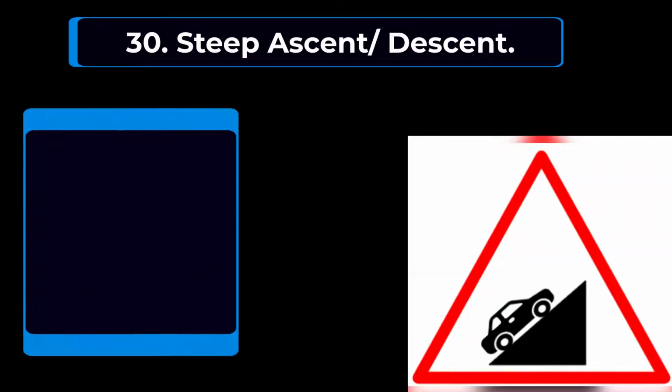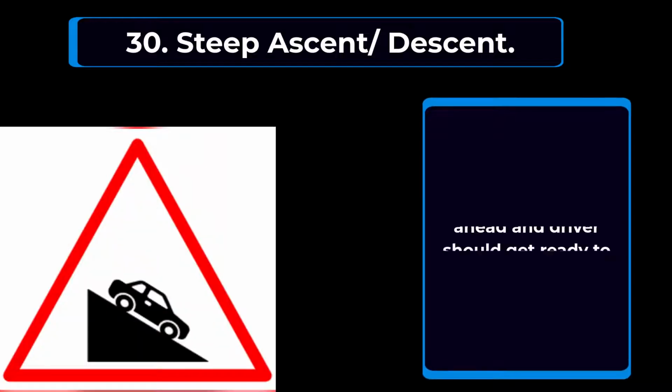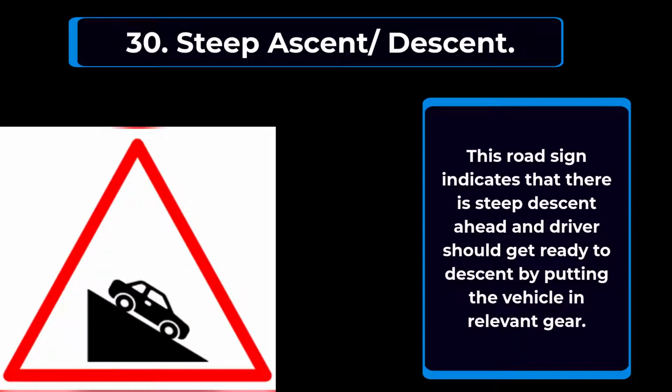30. Steep ascent or descent. This road sign indicates that there is a steep ascent ahead and the driver should get ready to climb and put the vehicle in the relevant gear. This road sign indicates that there is a steep descent ahead and the driver should get ready to descend by putting the vehicle in the relevant gear.